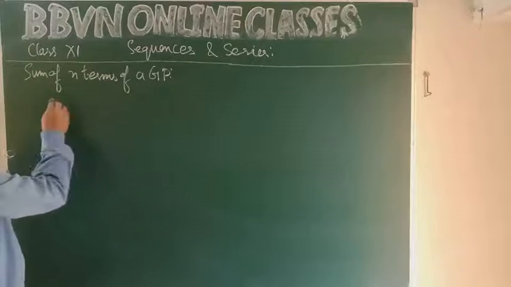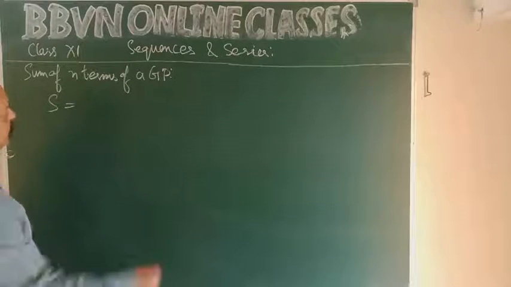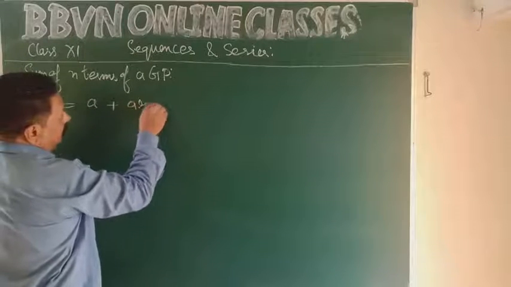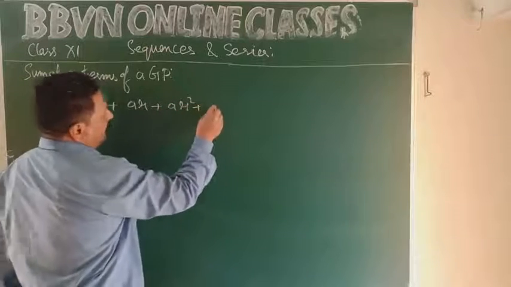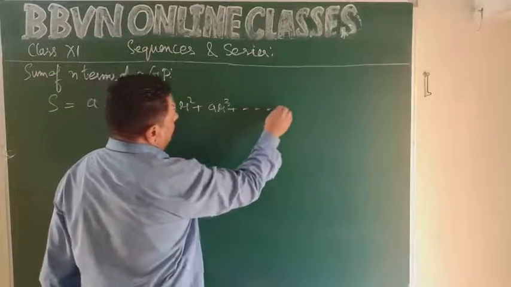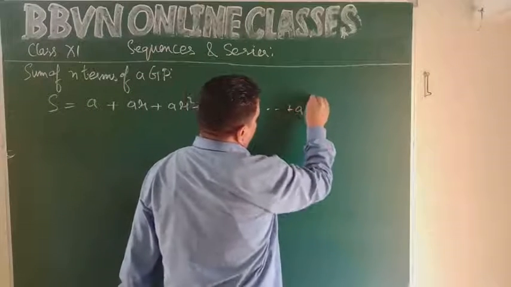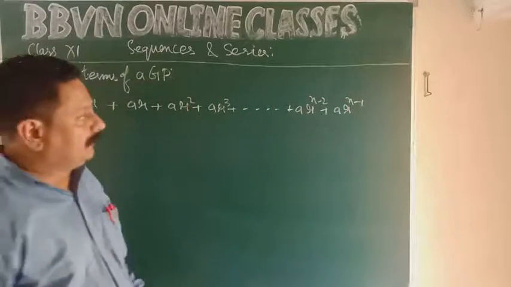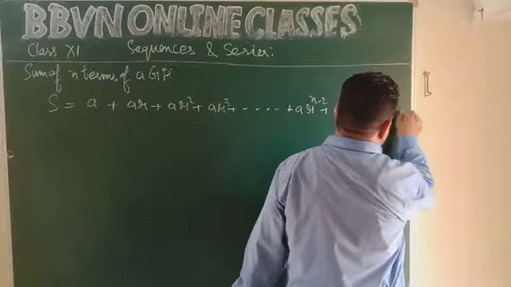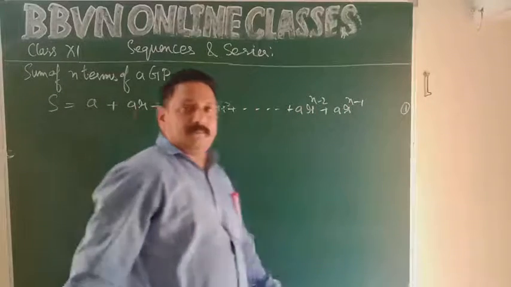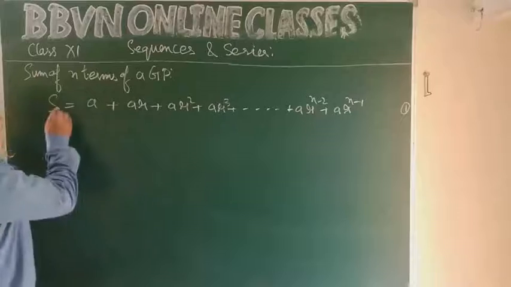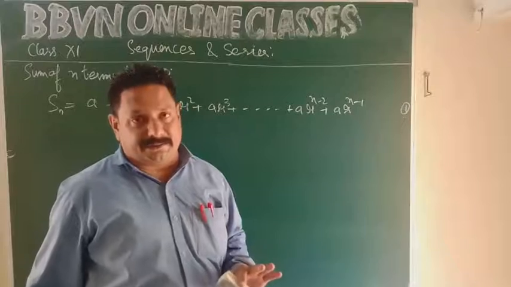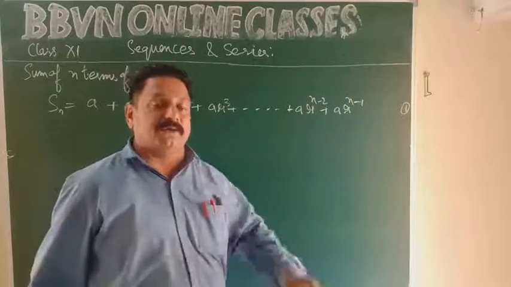Let us say the sum is represented by capital S. The GP is a plus ar plus ar square plus ar cube, and so on, plus ar power n minus 2 plus ar power n minus 1. Let us say this is equation number 1. We need to find this S, the sum of n terms. This is just a derivation. You don't have any derivation in the examination. This is just the derivation of the identity, how we got the formula.